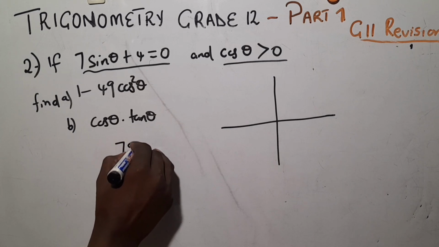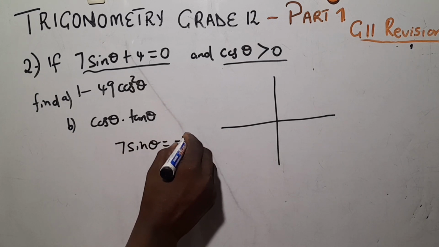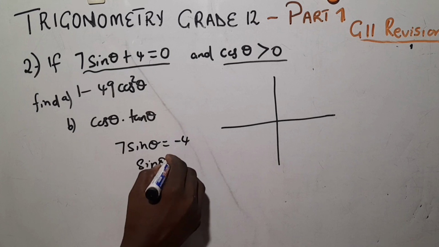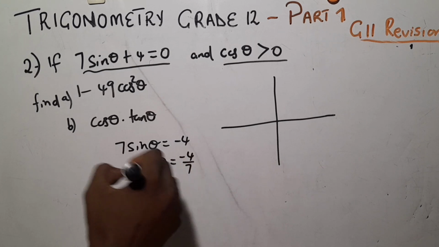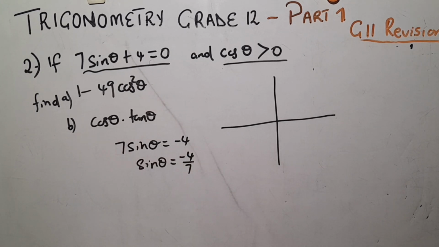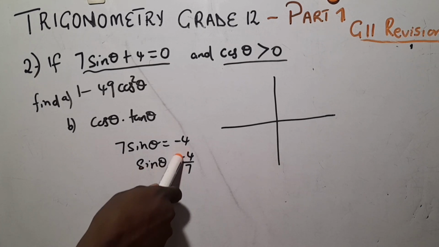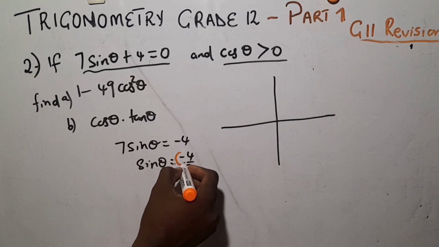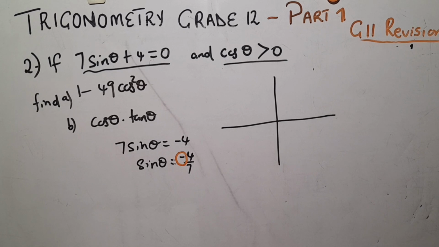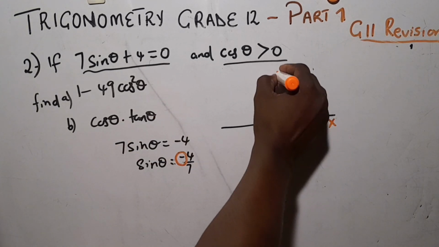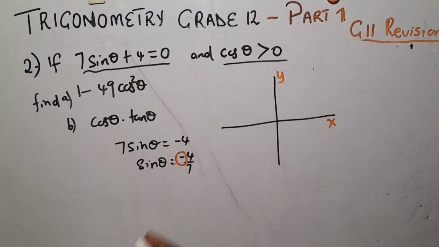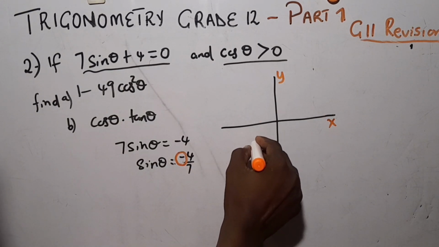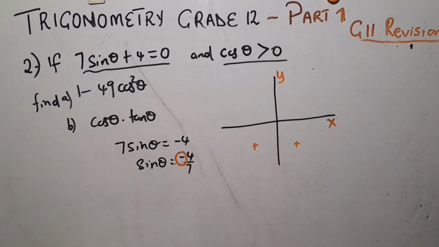So that will be 7 sine theta is equal to -4. So our sine of theta becomes -4 over 7, right? So here it is saying sine theta is a negative value. Sometimes we find a positive, sometimes a negative, but in this case we found out that sine theta is a negative value. So you check your quadrants. Where is your sine negative? Your sine theta is negative in the third quadrant and the fourth quadrant.